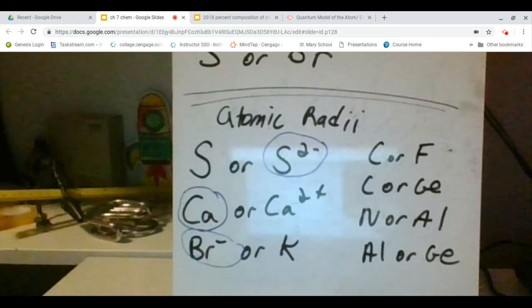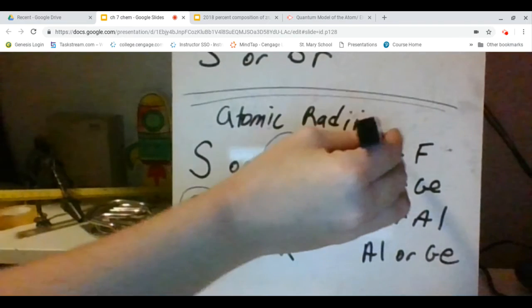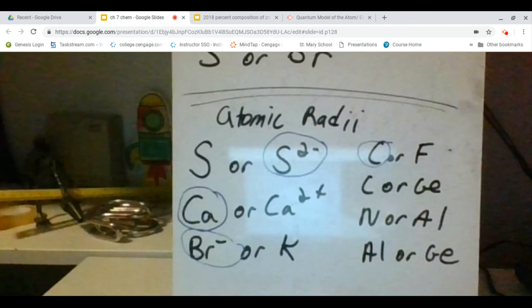Finally, atomic size, carbon or fluorine. Carbon atoms are larger than fluorine atoms because as you go between carbon and fluorine on the periodic table, you're going to move to the right within the same period. As you move to the right, the effective nuclear charge experienced by the outermost electrons increases, resulting in a smaller radius. Because remember, that effective nuclear charge pulls those electrons into the positively charged nucleus.